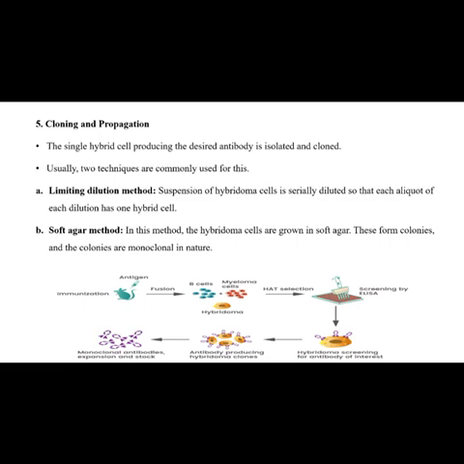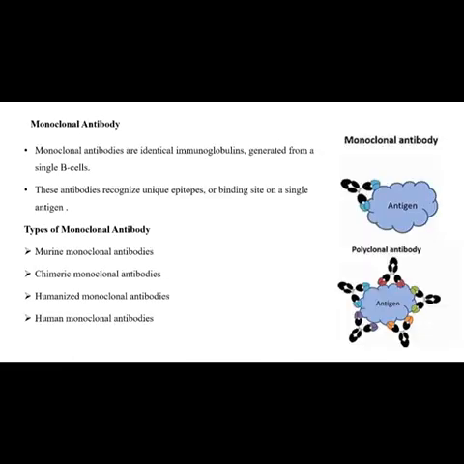In the first method, suspensions of hybridoma cells are serially diluted so that each aliquot of each dilution has one hybrid cell. In the soft agar method, the hybridoma cells are grown in soft agar. These form colonies and the colonies are monoclonal in nature. Monoclonal antibodies are identical immunoglobulins generated from a single B cell. These antibodies recognize a unique epitope or binding site in an antigen.